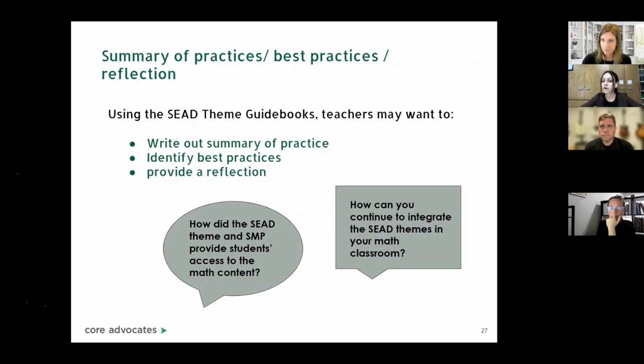classroom. And so this summary of practices is that time where you can take the time to reflect on how the lesson went, with just thinking about how you can incorporate those SEAD themes into your classroom, and then thinking about your future actions for the rest of the year so that you can continue to incorporate more of that social emotional learning into your math lessons.